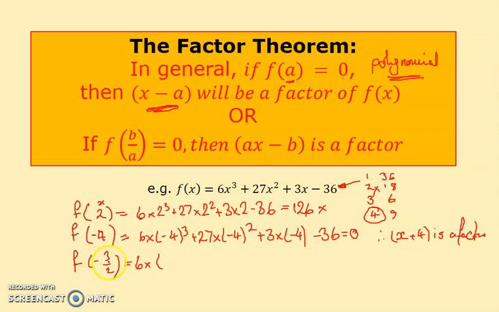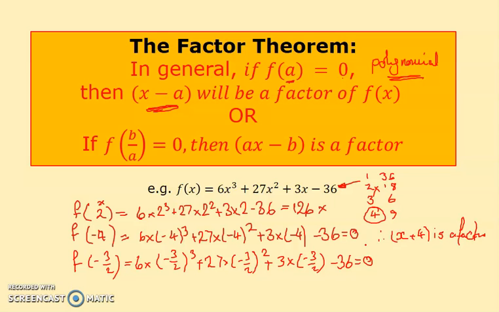6 times minus 3 over 2 then cubed, plus 27 times minus 3 over 2 squared, plus 3 times minus 3 over 2. How on earth would you think of minus 3 over 2? Now, the answer is no one really would think of those kind of numbers, and yet it works. So we need a method to allow us to do it.